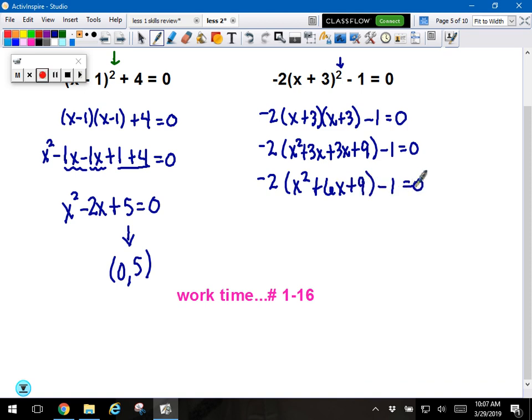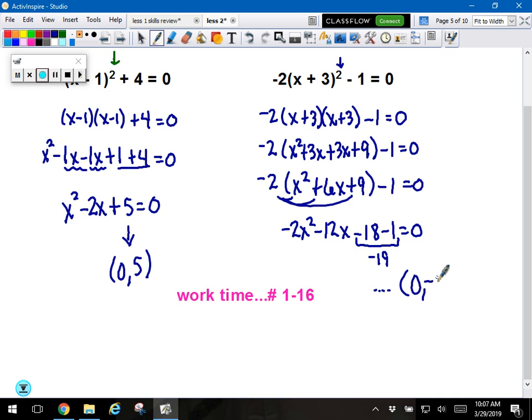And then let me distribute the 2 to each term inside and get a negative 2x squared minus 12x minus 18 minus 1. So you can see that when we combined our last two like terms, which is negative 19, that gives us our y-intercept, our quadratic in standard form, which is our answer.